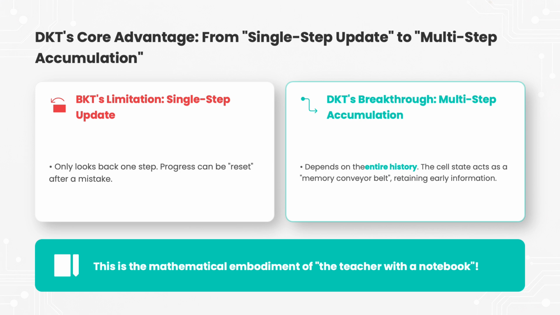Unlike BKT, which only looks back one step, DKT looks back at the entire history. The LSTM cell state acts as a memory conveyor belt, allowing knowledge to accumulate over multiple steps. Even after a mistake, the model retains the student's prior successes. This is the mathematical realization of our teacher with a notebook analogy.